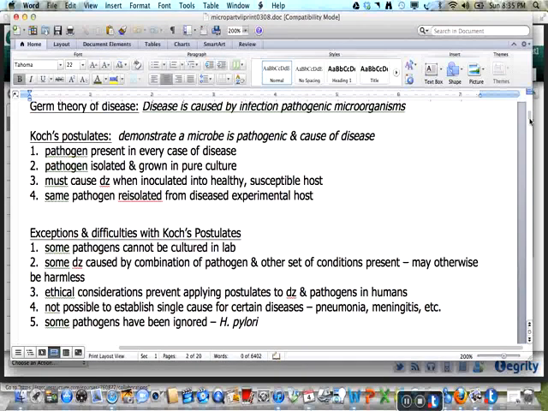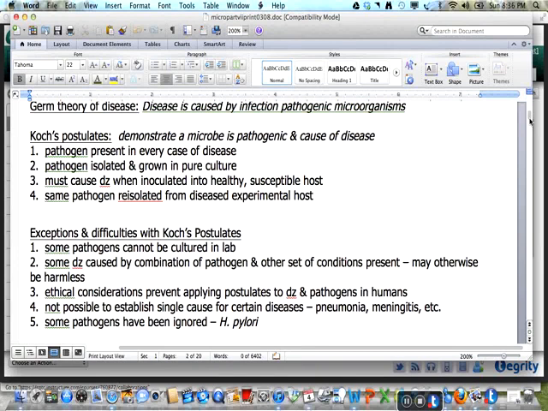The germ theory of disease states disease is caused by microorganisms. Koch's postulates are used to demonstrate a microbe is pathogenic and is the cause of disease. Koch's postulates state the pathogen is present in every case of the disease and may be isolated and grown in pure culture. The pathogen must cause disease when introduced into a healthy susceptible host, and the same pathogen re-isolated from the diseased experimental host. There are some exceptions and difficulties in applying the postulates in real-life situations.